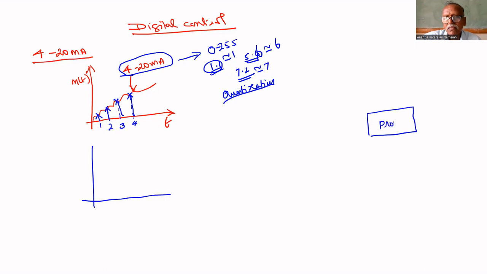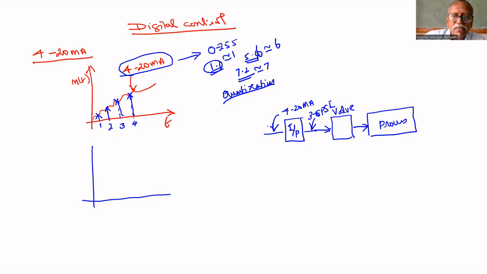Suppose this is the process. The valve is here. The valve requires analog signal of 3 to 15 psi, not a discrete signal. That's why before that, I to P is there, that converts 4 to 20 milliamps into 3 to 15 psi. Here the input is 4 to 20 milliamps. Here the output is 3 to 15 psi.